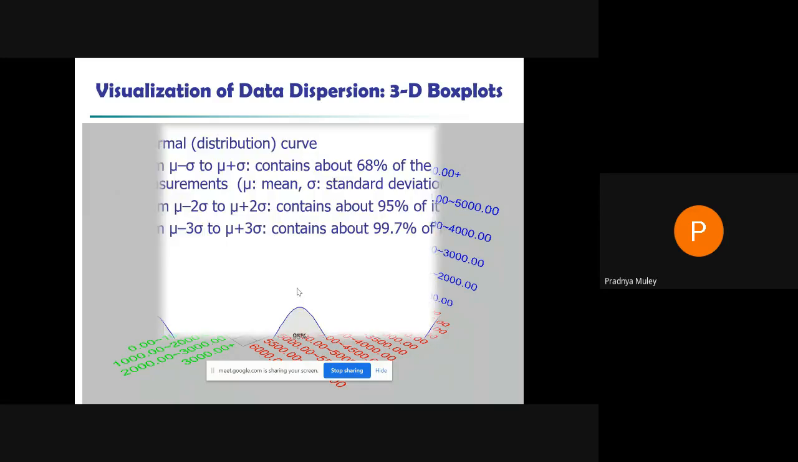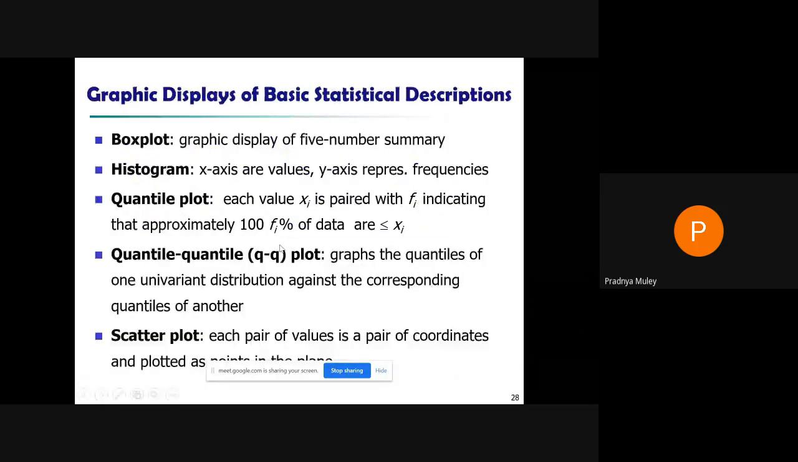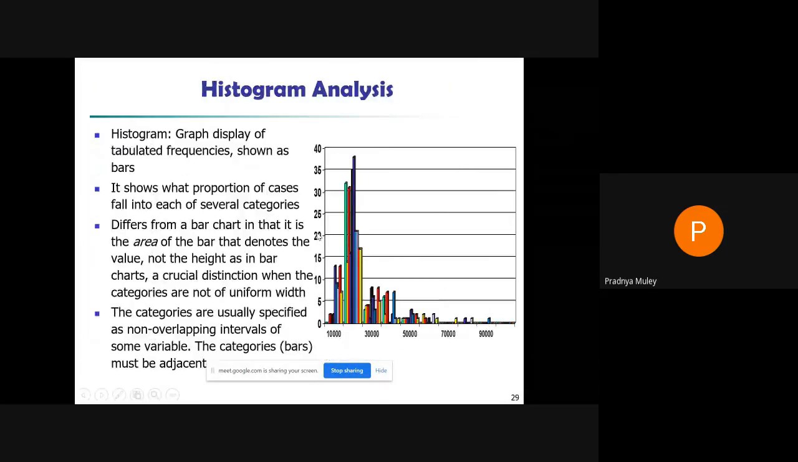Okay. So now next is graphic displays of statistical descriptions of data. Now what are graphic displays? Graphic displays include box plot, histogram, quantile plot, and scatter plot, that we are going to see in the next lecture.